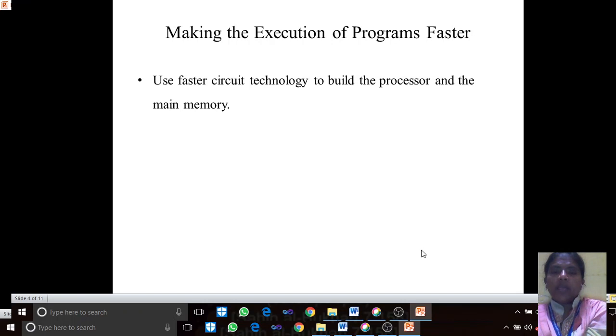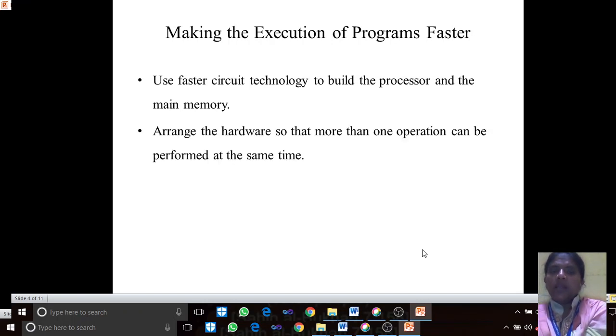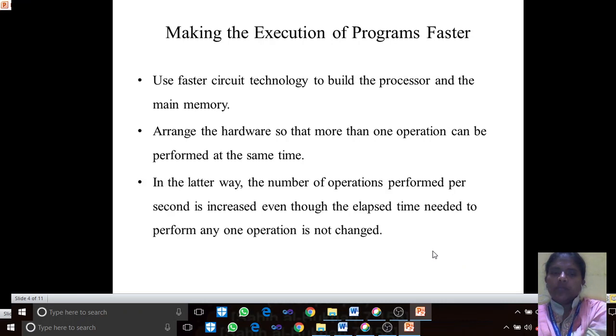How does pipelining help you to execute programs faster? It uses fast circuit technology to build the processor and the main memory. It also arranges the hardware so that more than one operation can be performed at the same time. Parallelism and concurrency are achieved in pipelining. In this way, the number of operations performed per second is increased, even though the elapsed time needed to perform one operation is not changed.